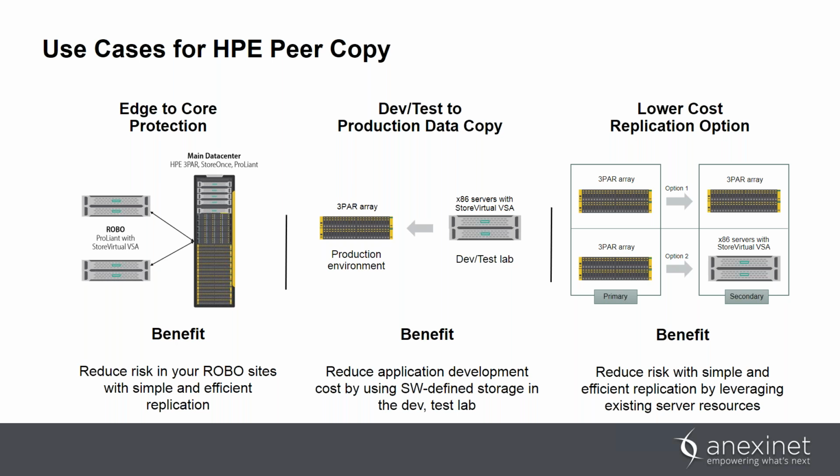So I would have my 3PARs at my primary site, and traditionally I had to replicate this to another 3PAR. Now I can replicate that out to a StoreVirtual VSA. Benefit being reduced risk with simple and efficient replication by leveraging existing server resources. So if you have some x86 servers, convert them into a StoreVirtual VSA, and now I've got a replication partner for my 3PAR at a much lower cost of entry.